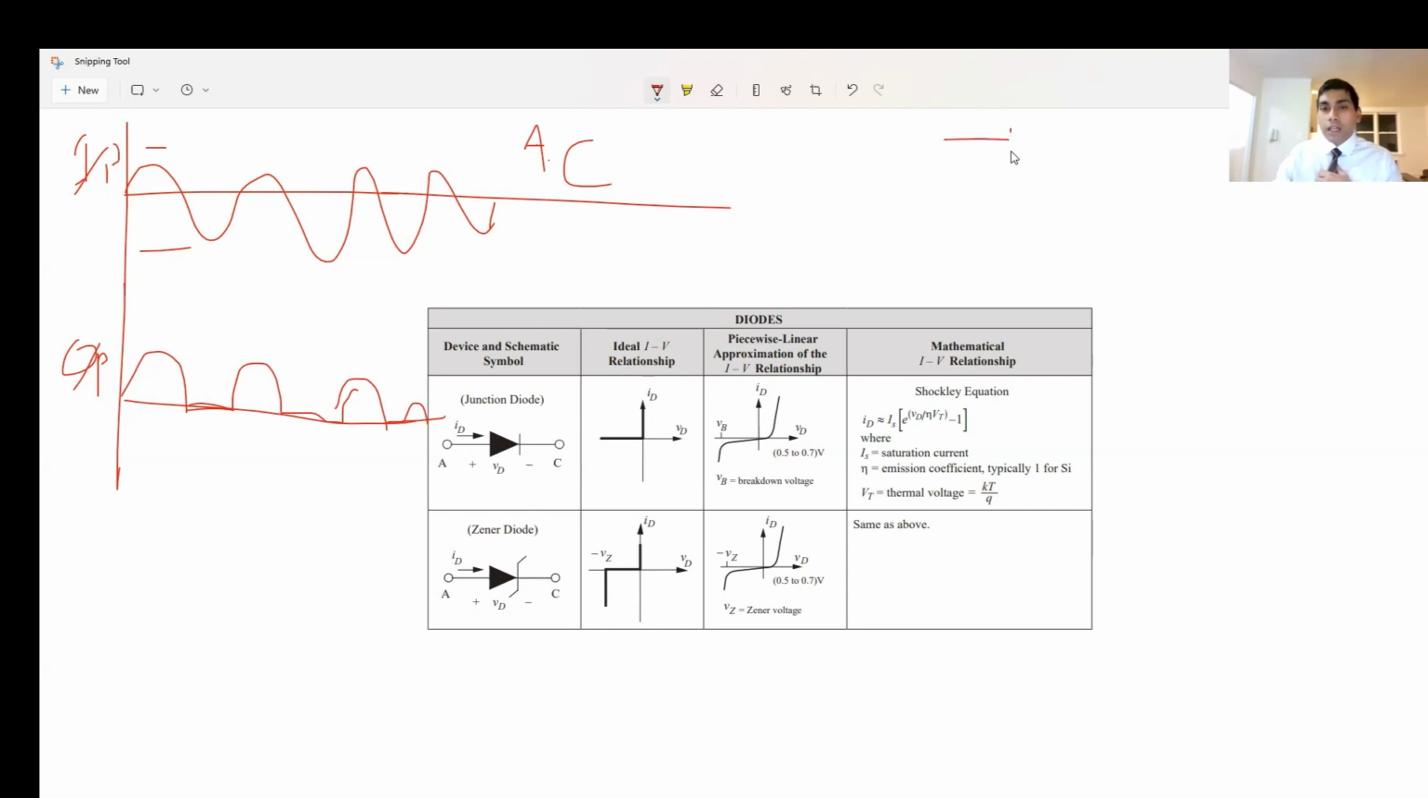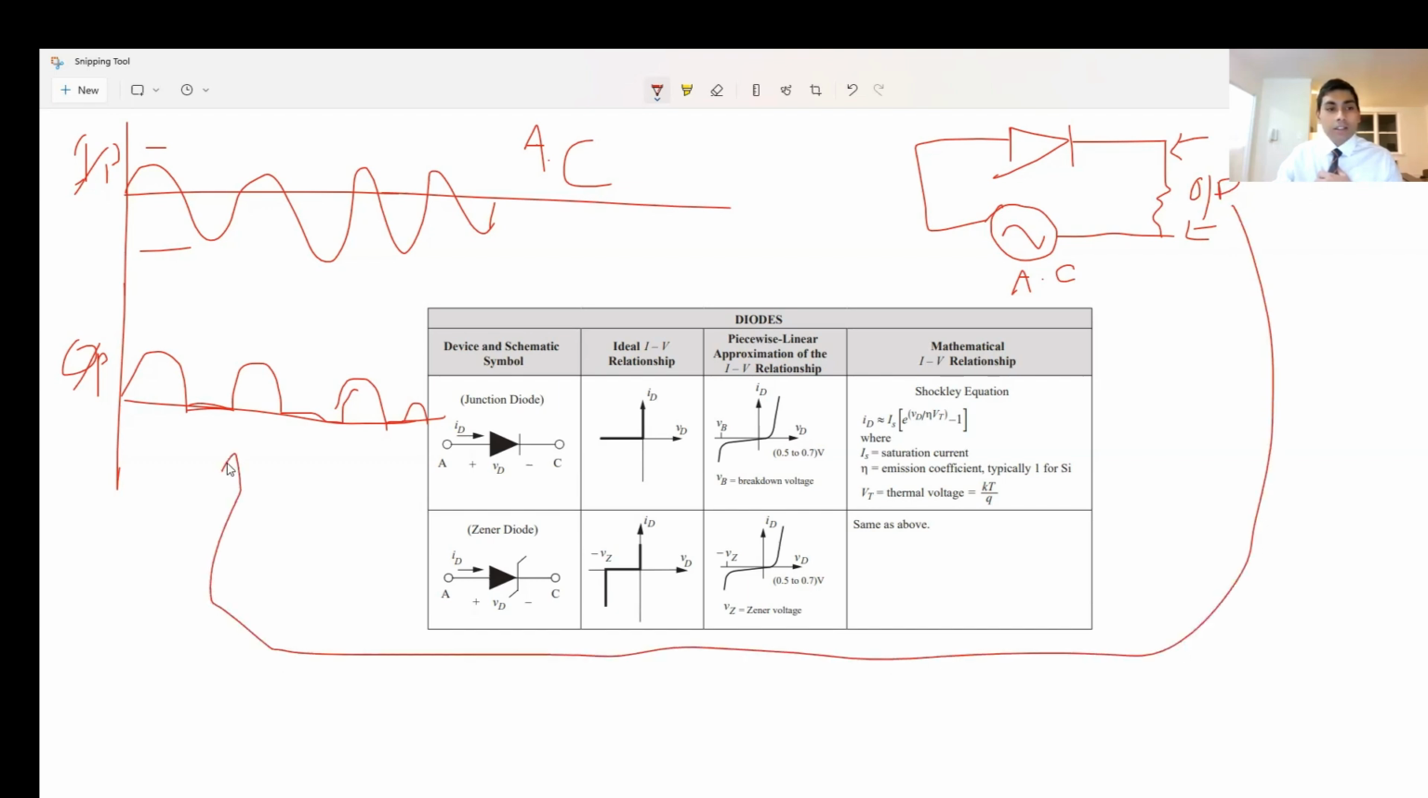If you're trying to visualize it, it's like this. You have a diode. You have an AC signal. And you have an output across this one. So this is your output, and this is the signal that you're getting over here. And this is the AC input, and this was the signal that you were applying.